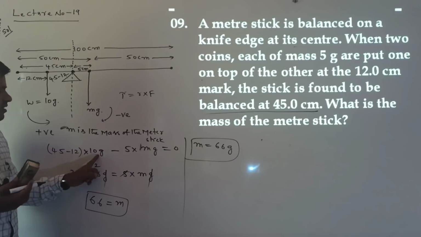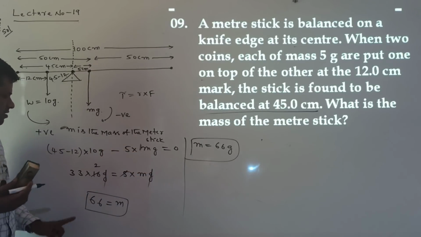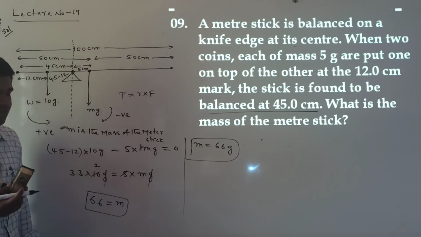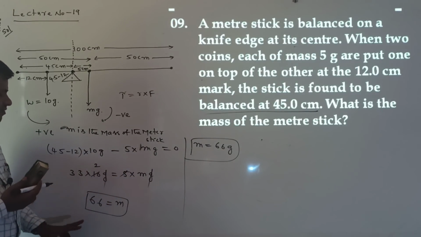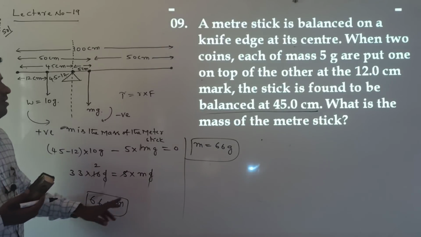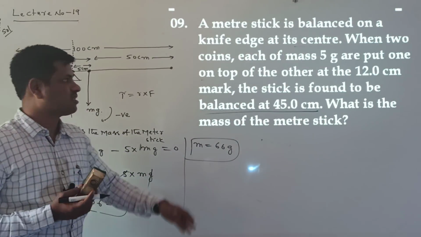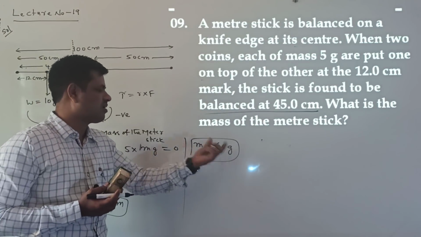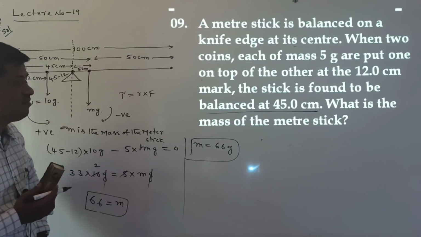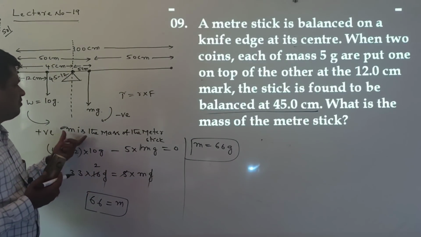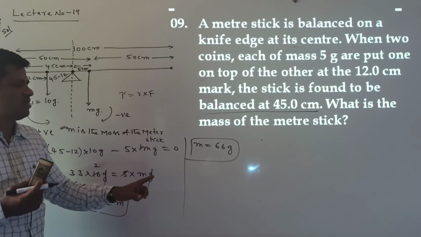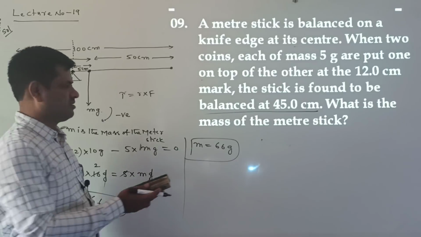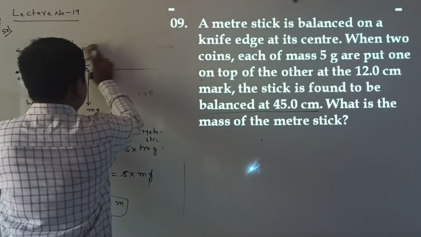Now 45 minus 12 into 10g minus 5 into mg is equal to 0. Here 45 minus 12 is equal to 33, so 33 into 10g is equal to 5 into mg. Now g cancels, so m is equal to 66. M is how many grams? 66 grams. Because initially the mass was considered in grams, the final answer also comes in grams, because all are considered in the CGS unit. So the mass of the stick is 66 grams. This is the 9th problem.